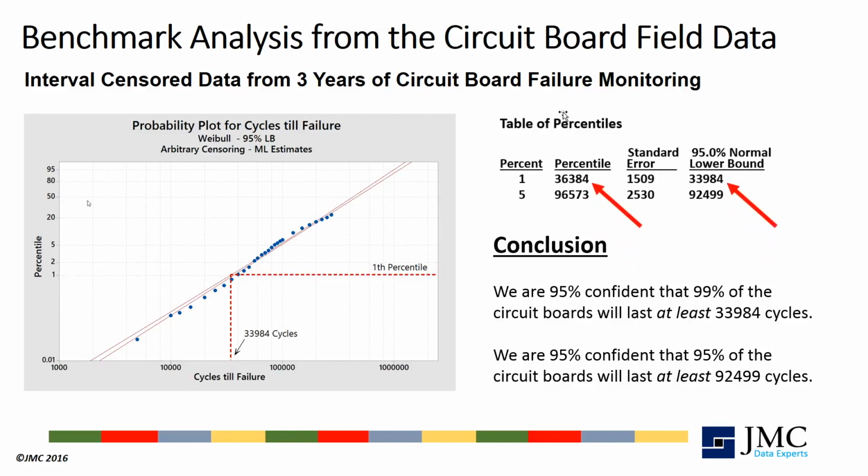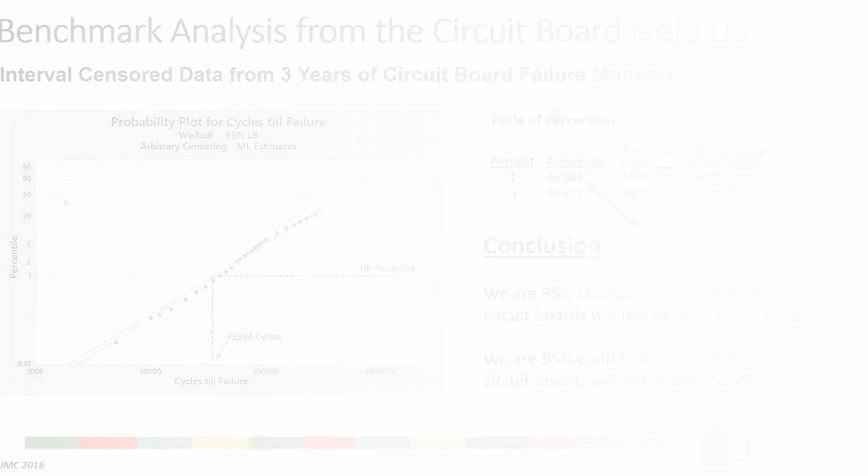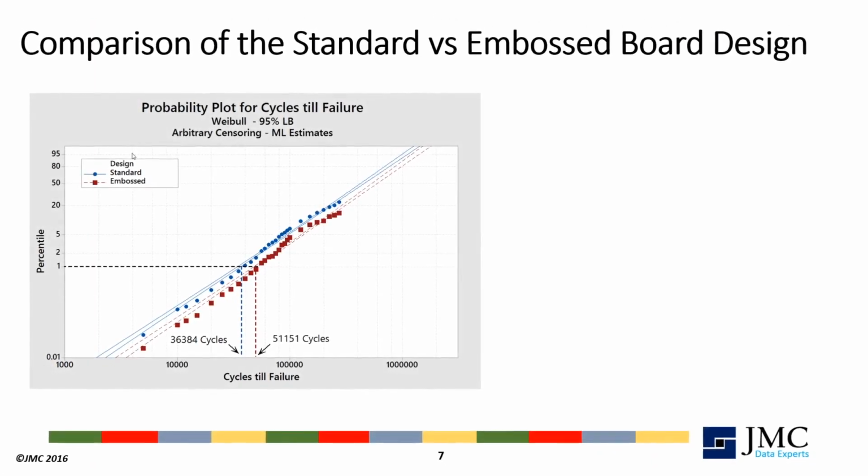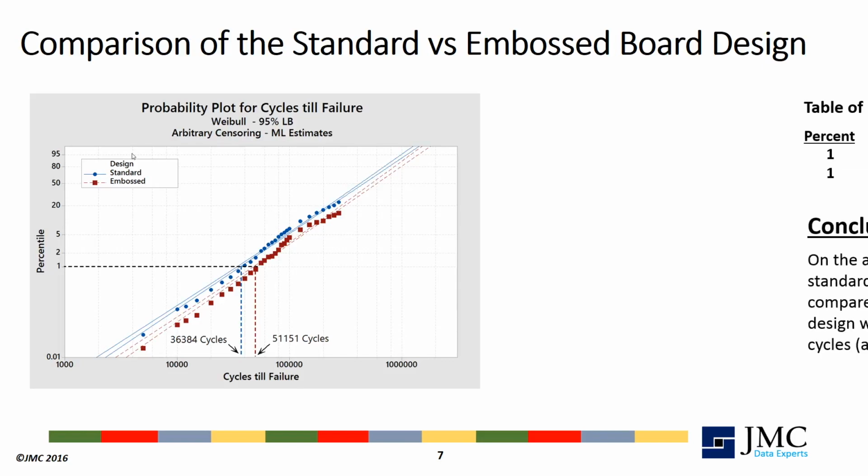Based on the time to failure data, 99% of the standard circuit boards are expected to survive about 36,400 cycles. But we are 95% confident that 99% of the boards will last at least 34,000 cycles. Based on a similar analysis, 99% of experimental boards are expected to last approximately 51,000 cycles, which was a 40% improvement over the standard board design.